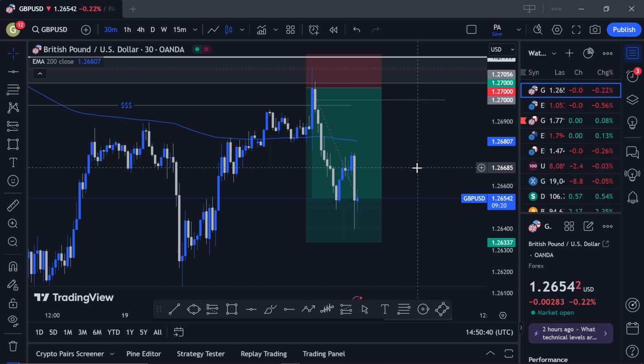Maybe you are better off on the 1-hour time frame. You are better off on the 4-hour time frame. But the most important thing is that you know the time frames you are trading and then make sure that you identify your levels on those time frames.